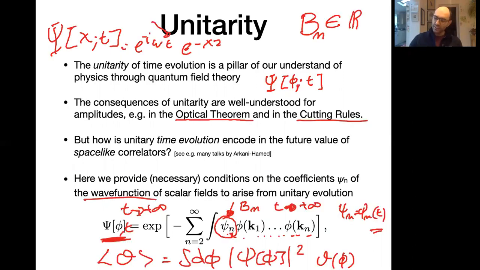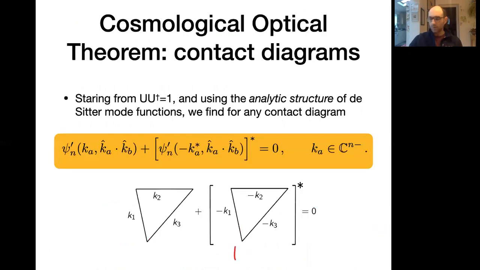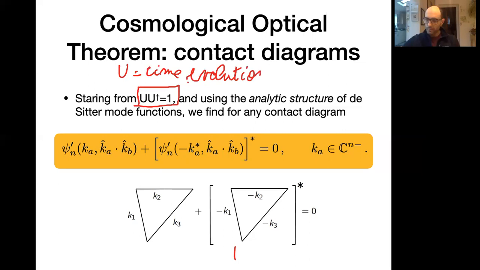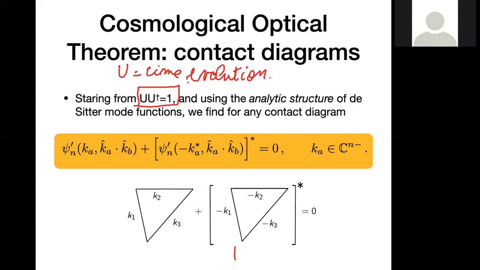So now this is just the wave function, which you find by solving the Schrödinger equation, but I'm only going to be interested in the value of this wave function on the boundary, when time goes to plus infinity. And now you can start from a simple observation: U, the time evolution in the bulk, is unitary, and by unitary we mean that U U dagger is the identity.